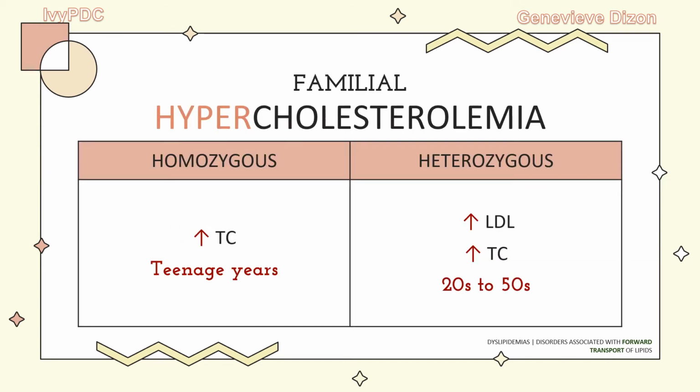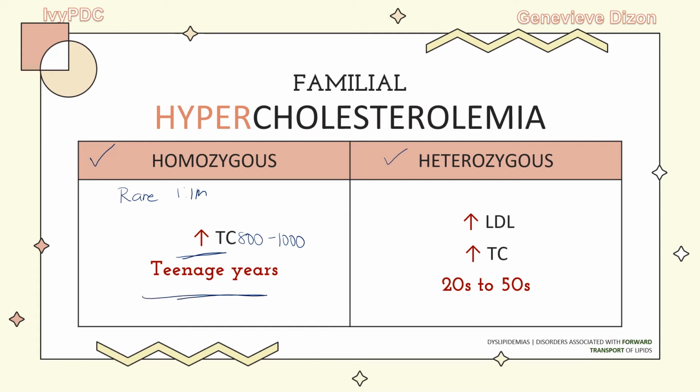There are two types of FH. We have homozygous and heterozygous. Homozygous is the rare type with only 1:1 million in the population. They have high total cholesterol levels of usually 800 to 1000 milligrams per deciliter. And they can have their first heart attack during their teenage years.